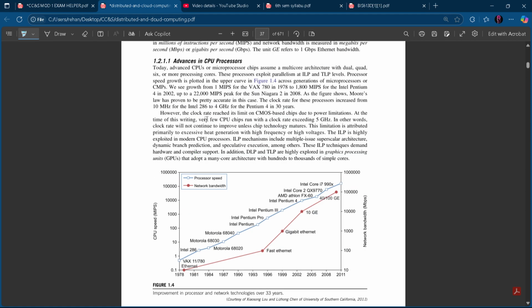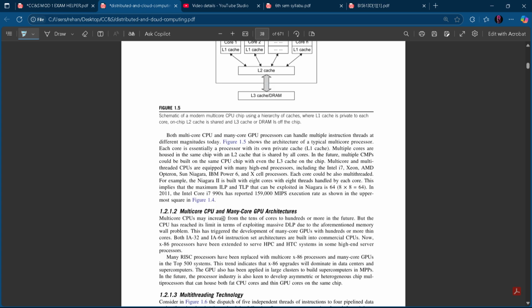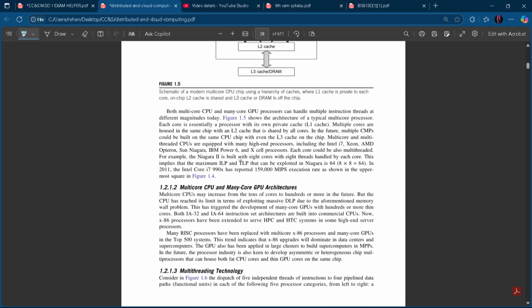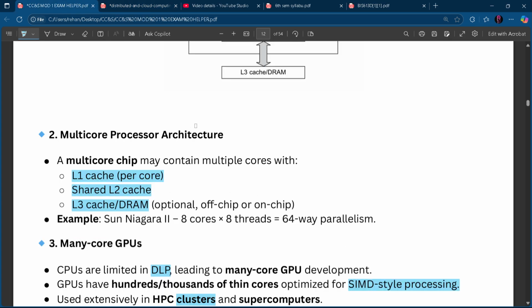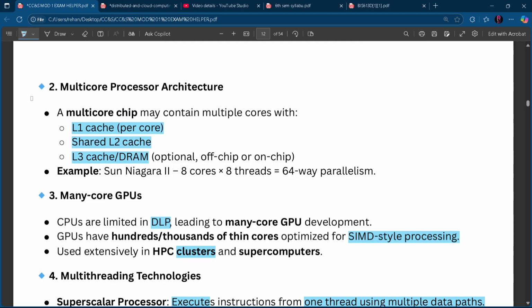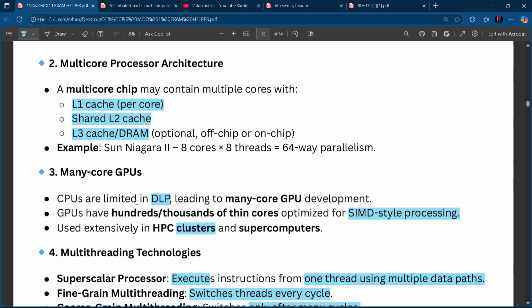If you see advanced CPU, we are done about multi-core CPU now and many-core GPU. We have to talk about that. We'll move on. Multi-core processor is done and many-core GPU. So see, both were combined in ours, right? So we'll talk about many-core GPU as well. CPUs are limited in DLP, like I said, data level parallelism. That's why it led to many-core GPU development. GPUs have hundreds and thousands of thin cores optimized for SIMD style processing.